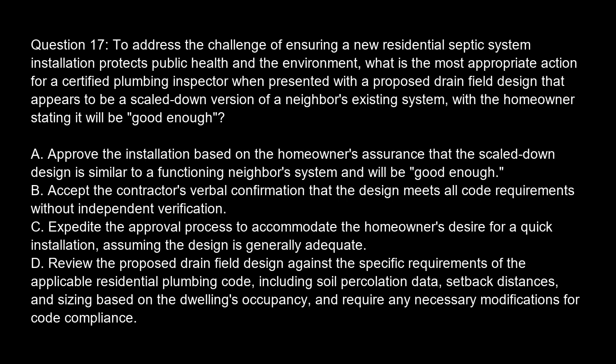Option B. Accept the contractor's verbal confirmation that the design meets all code requirements without independent verification. Option C. Expedite the approval process to accommodate the homeowner's desire for a quick installation, assuming the design is generally adequate. Option D. Review the proposed drain field design against the specific requirements of the applicable residential plumbing code, including soil percolation data, setback distances, and sizing based on the dwelling's occupancy, and require any necessary modifications for code compliance.